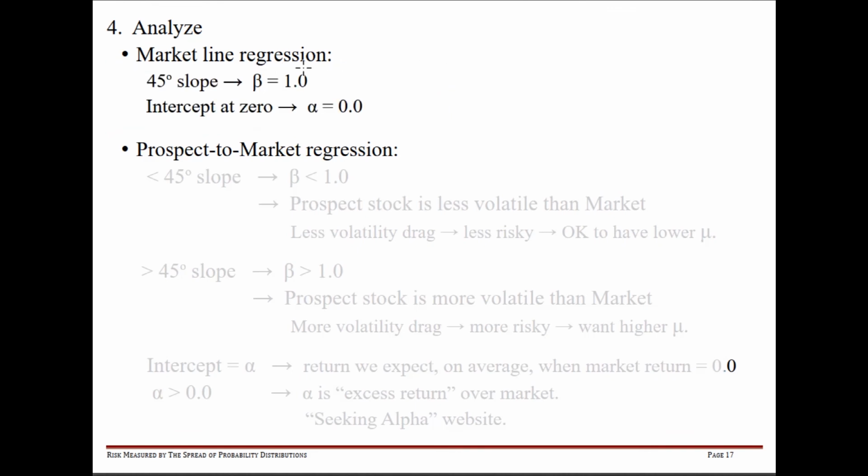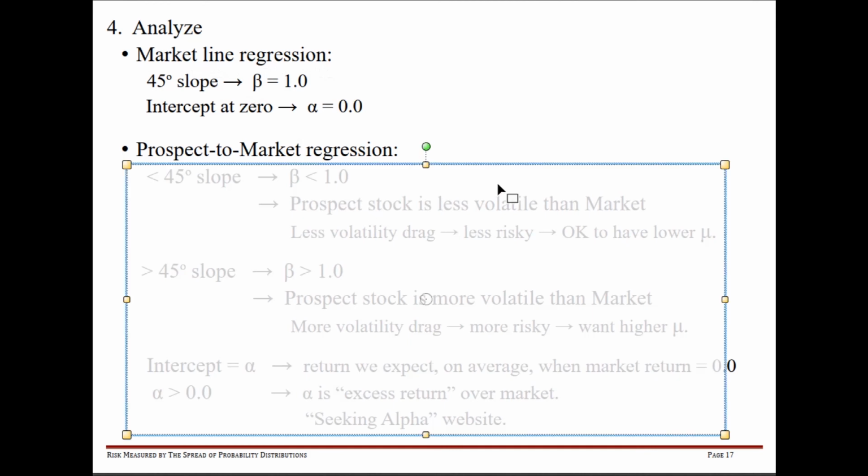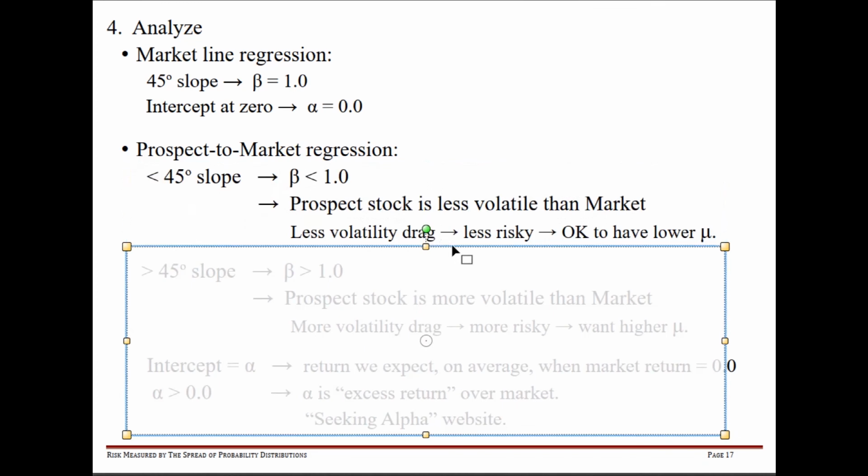So if our individual stock behaves just like the market, it's going to look like the market line regression: beta equals 1, 45-degree slope, intercept at 0, alpha equals 0. So let's look at some more interesting cases.